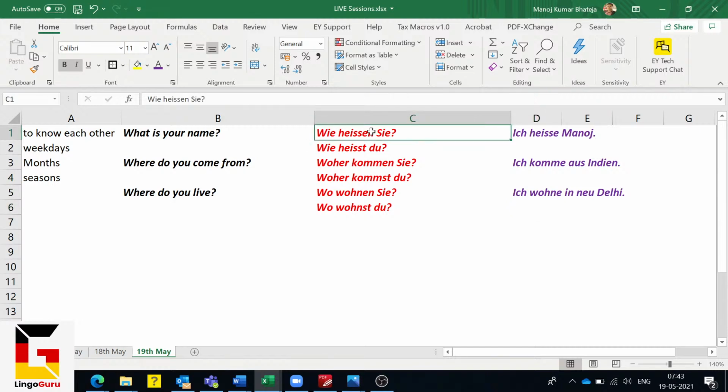Let's practice again. "Wie heißen Sie? Wie heißt du? Woher kommen Sie? Woher kommst du? Wo wohnen Sie? Wo wohnst du?" That's how we say it.